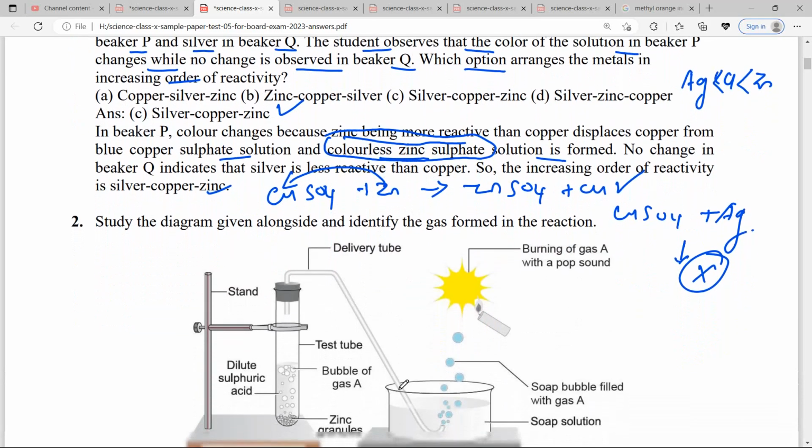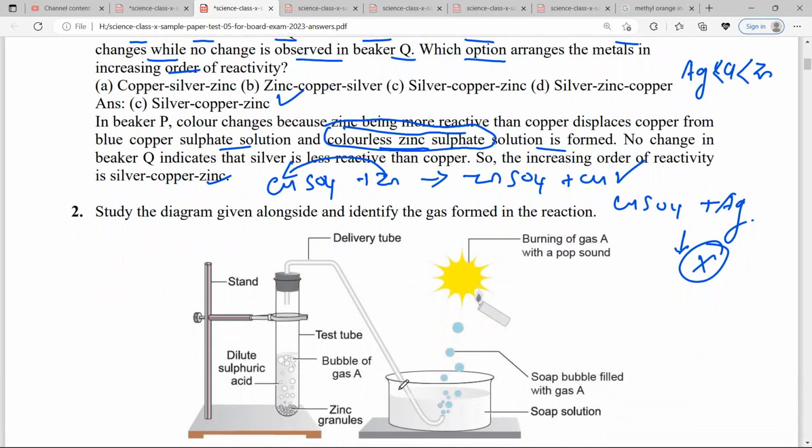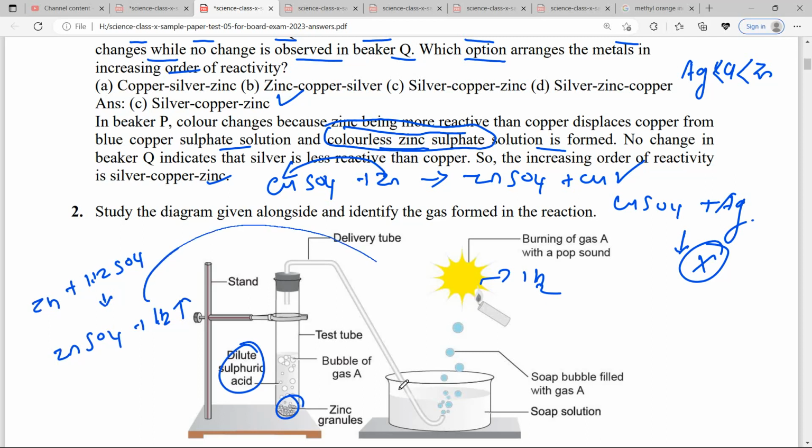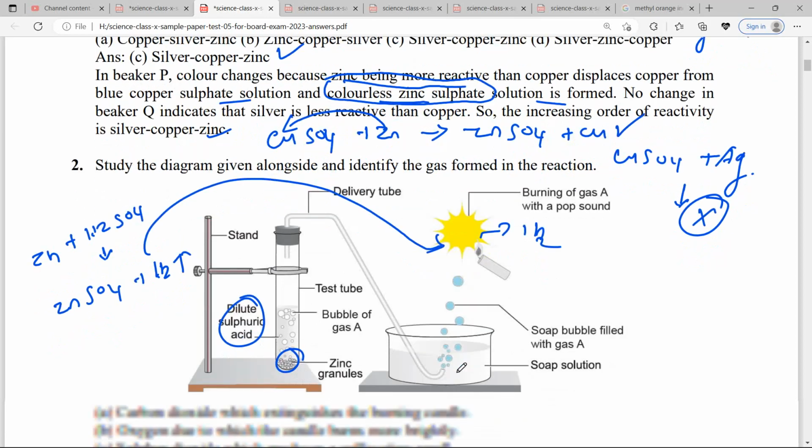Without knowing the answers, we can say this is hydrogen. Can you give me the equation for this one? Zinc plus H2SO4 gives ZnSO4 plus H2. Very good. Hydrogen gas evolves. So this is the hydrogen gas which is coming out here, and we are checking it with the popping sound using a lighter. So this is repeated.